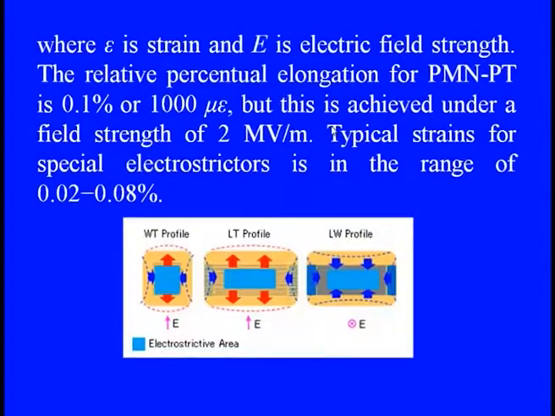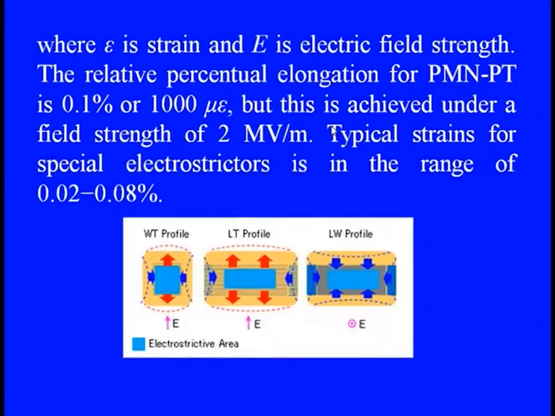So when this PMN-PT is being used, and we just want to see the percentage changes when the electric field is applied, we can say it goes from 0.1% almost up to 1000 microstrain. You can see this much strain when the field strength is 2 megavolt per meter.